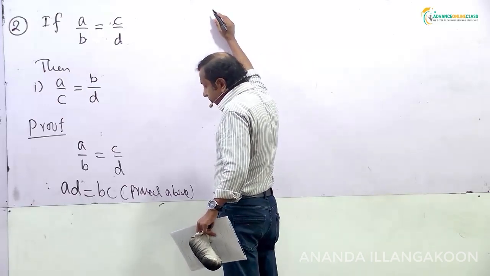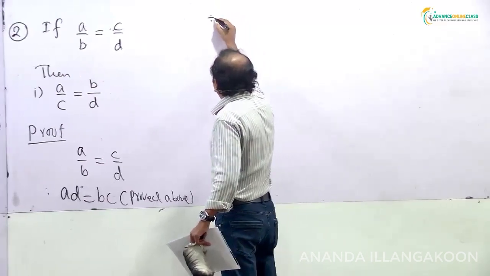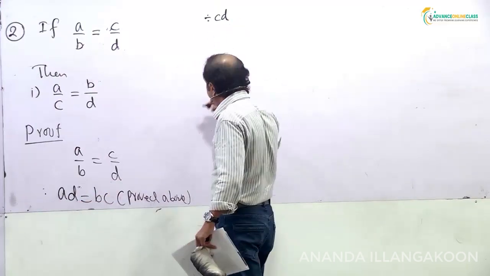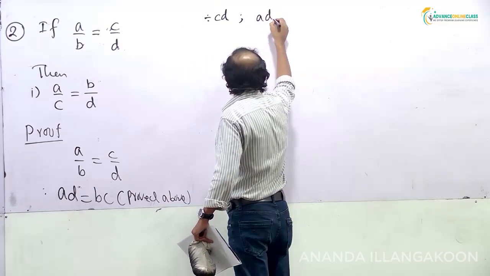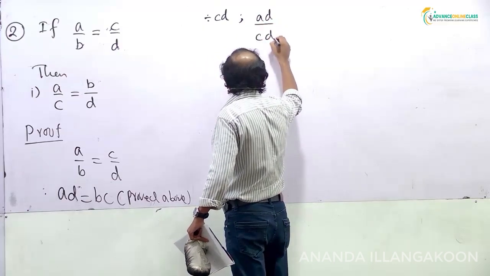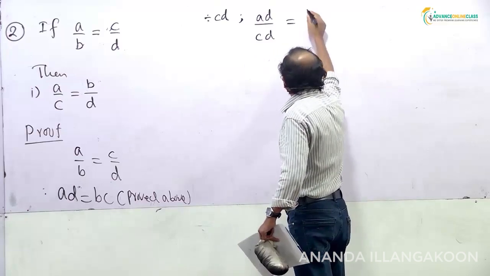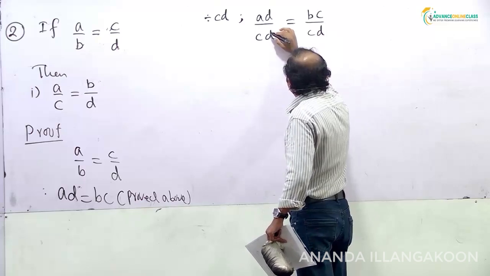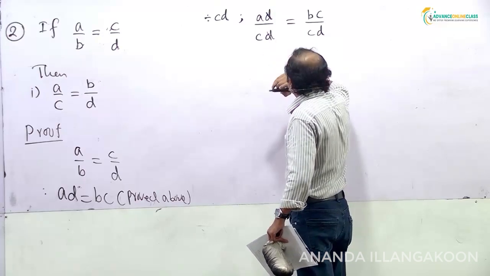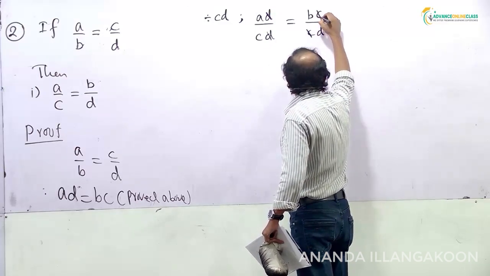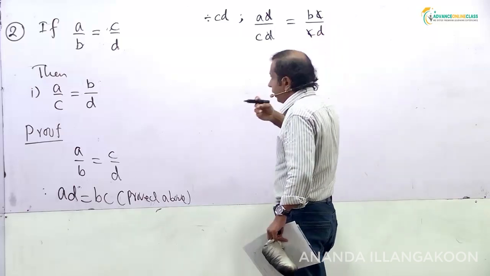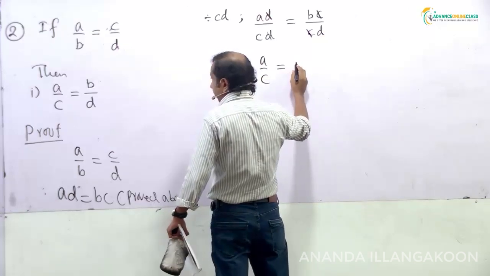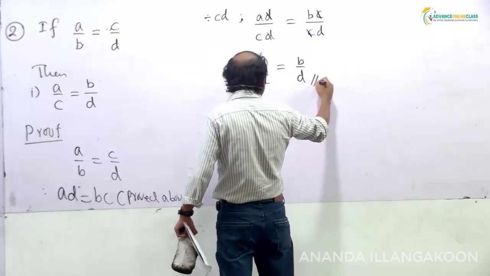After coming here, divide both sides by CD, people. Both sides of this. Then we have AD divided by CD, BC divided by CD. D and D you can cancel down. C and C you can cancel down. Then we get A over C equals B over D. This way we can complete the proof.